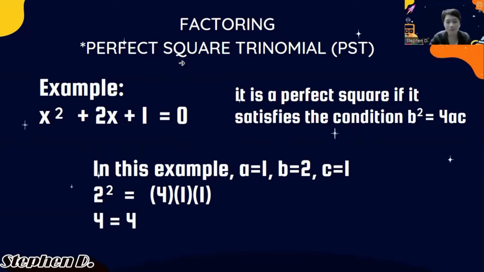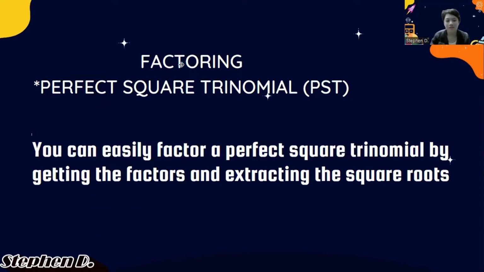So here is factoring a perfect square trinomial. Our example is x² + 2x + 1. One of the techniques is that it is a perfect square if it satisfies the condition b² = 4ac. In our example, a is equal to 1, b is equal to 2, and c is equal to 1. We substitute those values into our condition b² = 4ac. Our b is 2, so 2 squared equals 4 times a, which is 1, and c, which is 1. So 2 squared, 2 times 2, we get 4, and 4 times 1 times 1 is still 4. So 4 is equal to 4. So it satisfies our condition. Factoring a perfect square trinomial, you can easily factor it by getting the factors and extracting the square root.